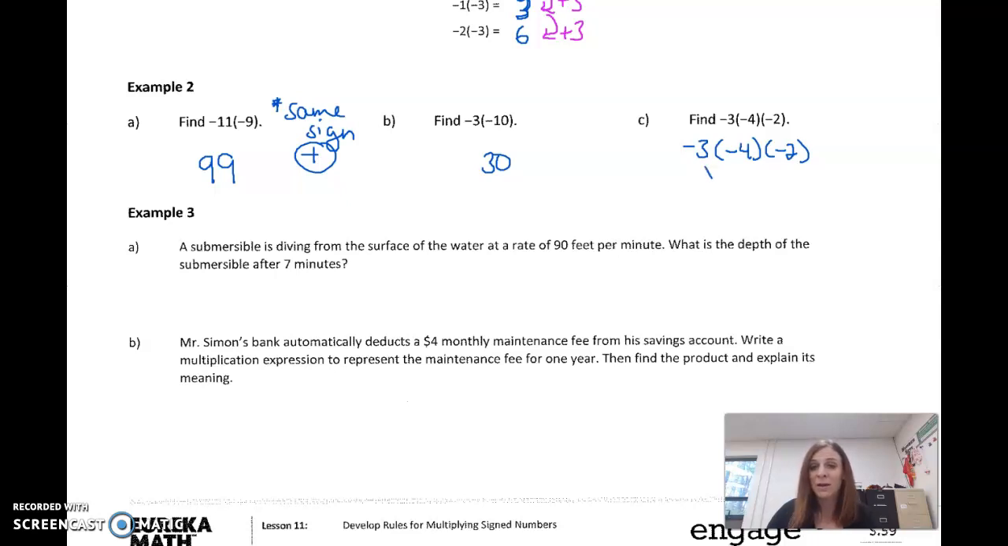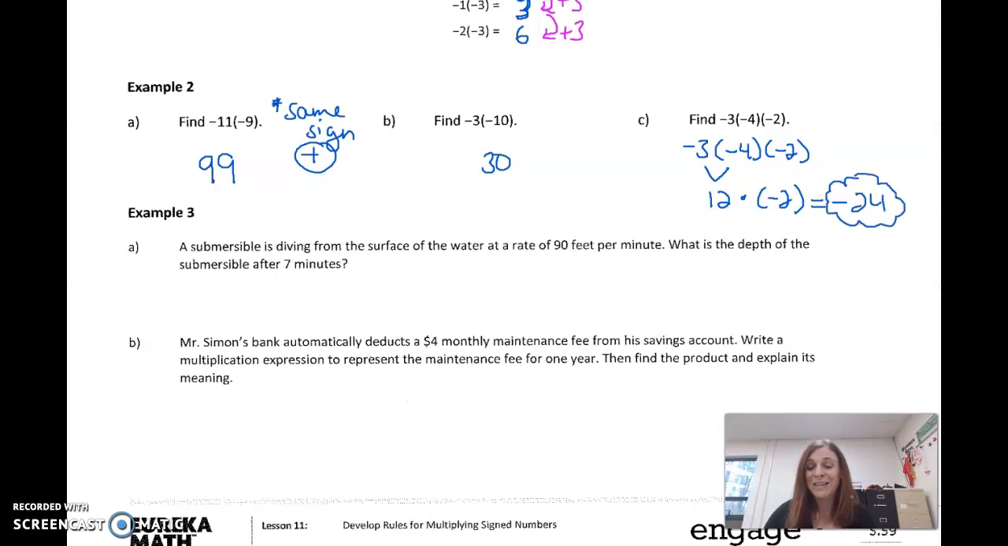And I'm going to go negative 3 times negative 4. Negative times a negative, positive. 3 times 4 is 12. And then I'm going to go 12 times my negative 2. Well, now I have a positive times a negative. Different signs means negative. And 12 times 2 is 24.